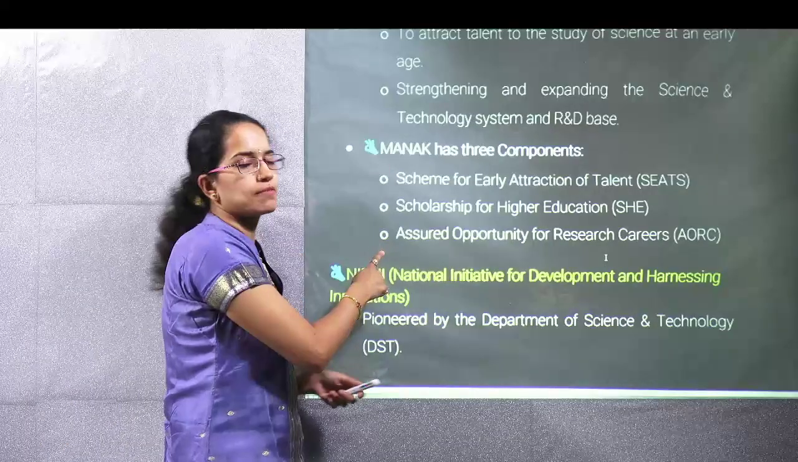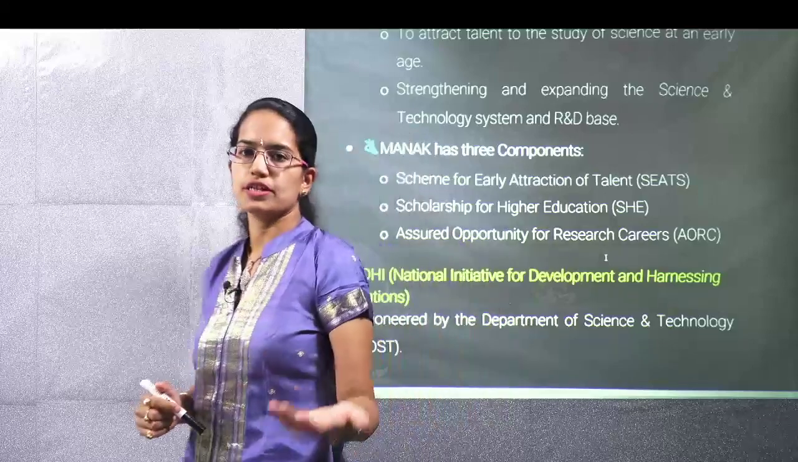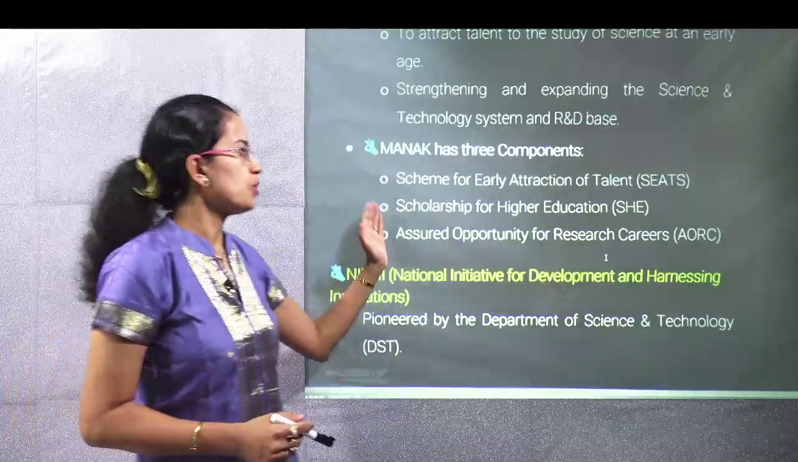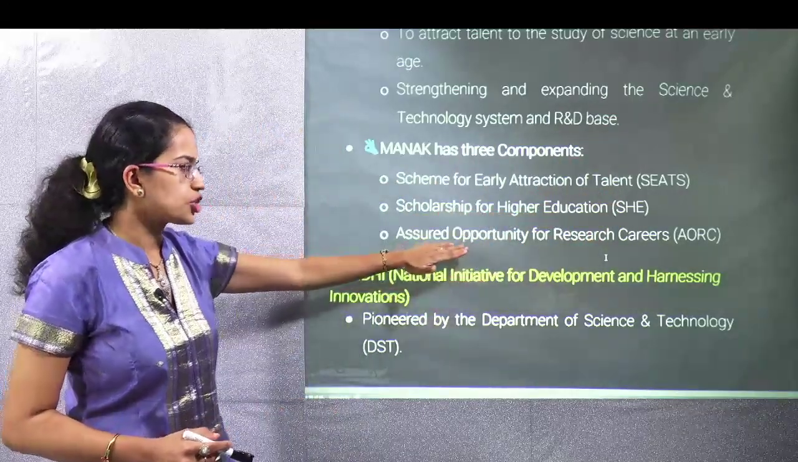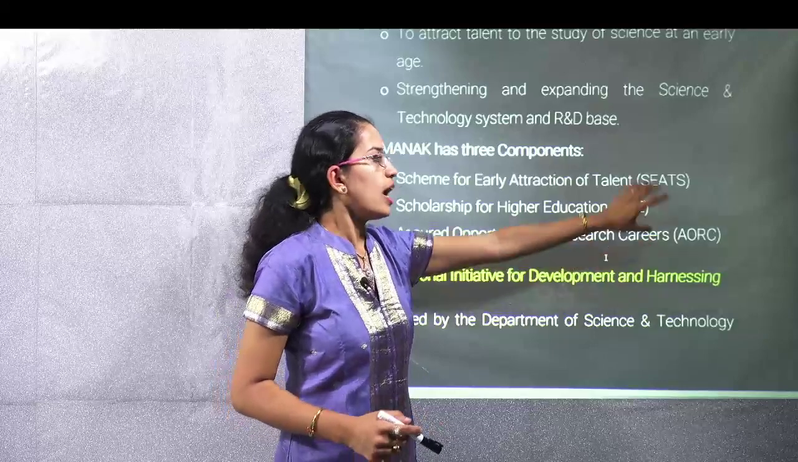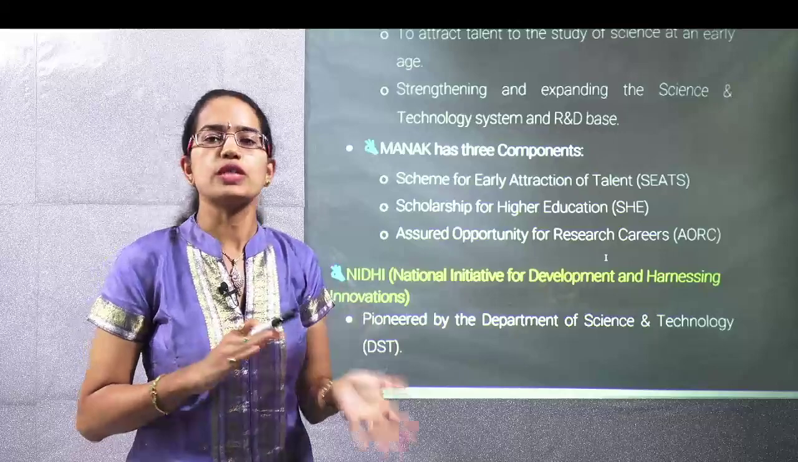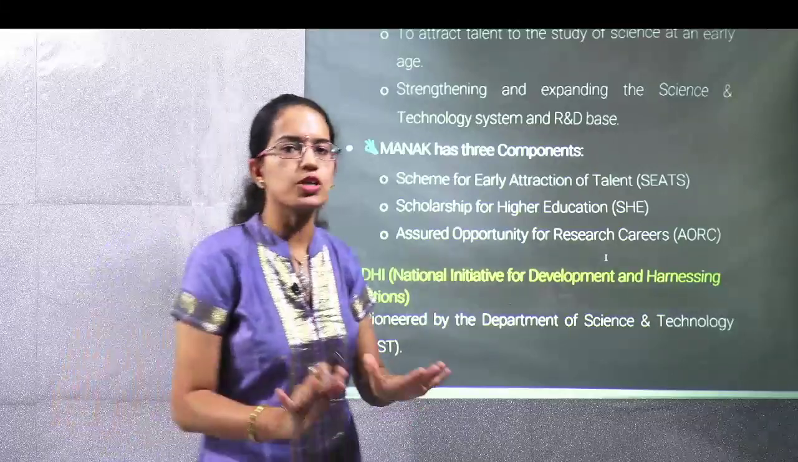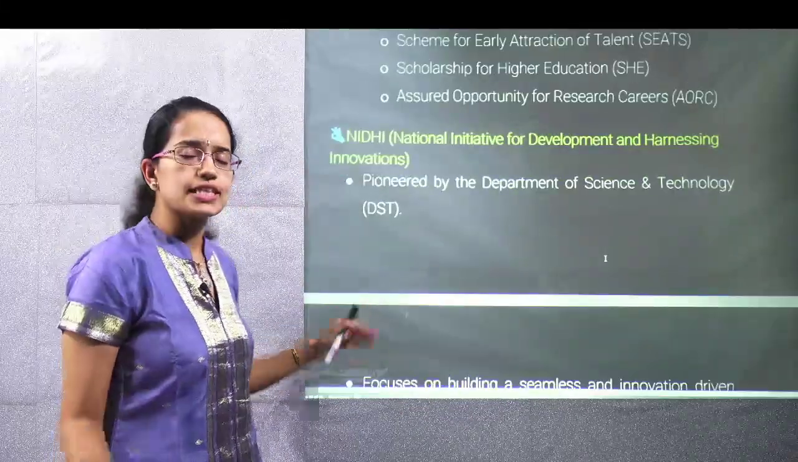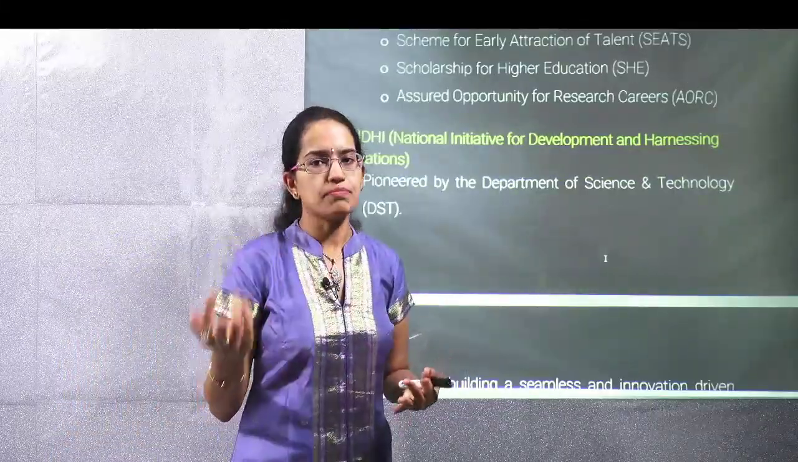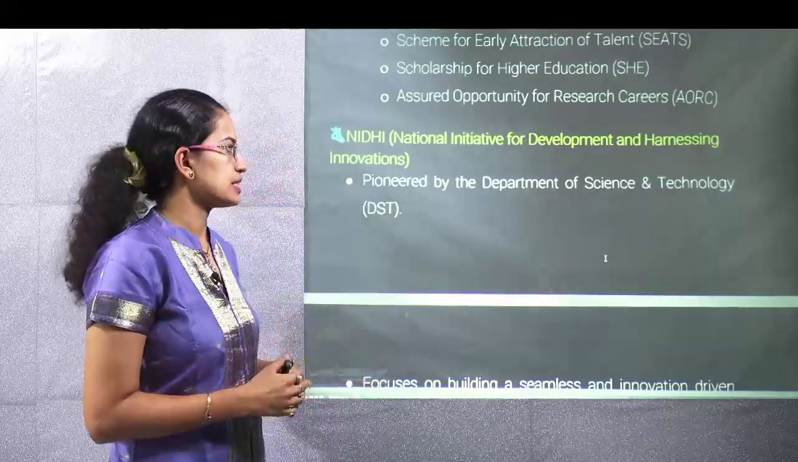The three components that Manak has are very important. So again, which of the following is not a component of Manak can be a probable question. So you have the scheme for early attraction of talent, scholarship for higher education, and assured opportunity for research careers. Again, the abbreviations of these three are very important. So sometimes there could be a question on acronyms. However, that's rarely for UPSC, but definitely for other exams it could be a probability. Now this section on the Ministry of Science and Technology and the Ministry of HRD are again very important for those preparing for the CBSE NET examination.